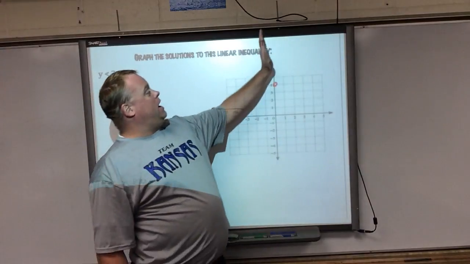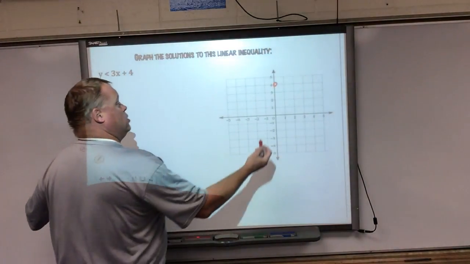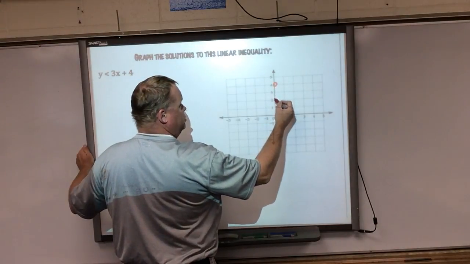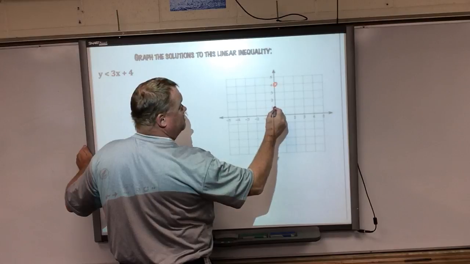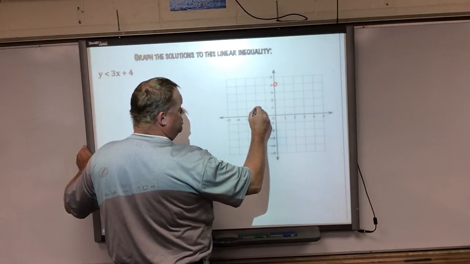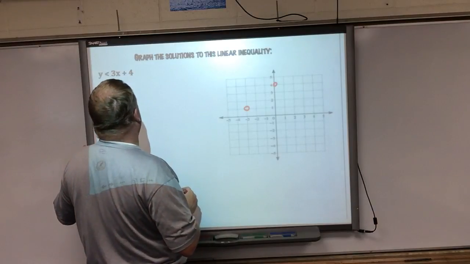And my slope is 3. Well, I can't really go up 3. I can't rise 3 because it'll take me off the graph, so I'm going to have to go down 3. 1, 2, 3. As I go down, my slope is positive, so I've got to go to the left 3 as well. 1, 2, 3. Okay? So I have that.